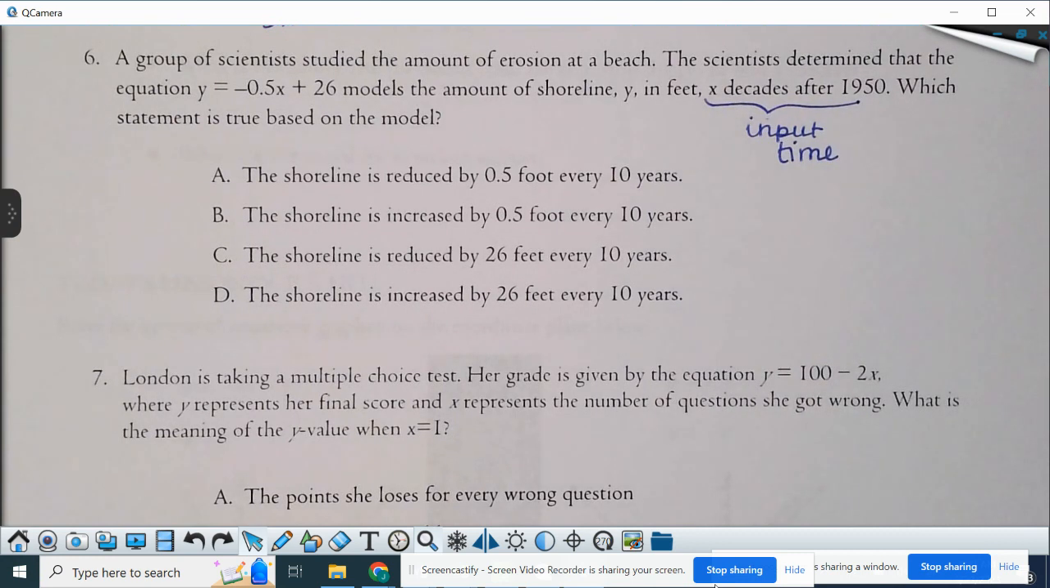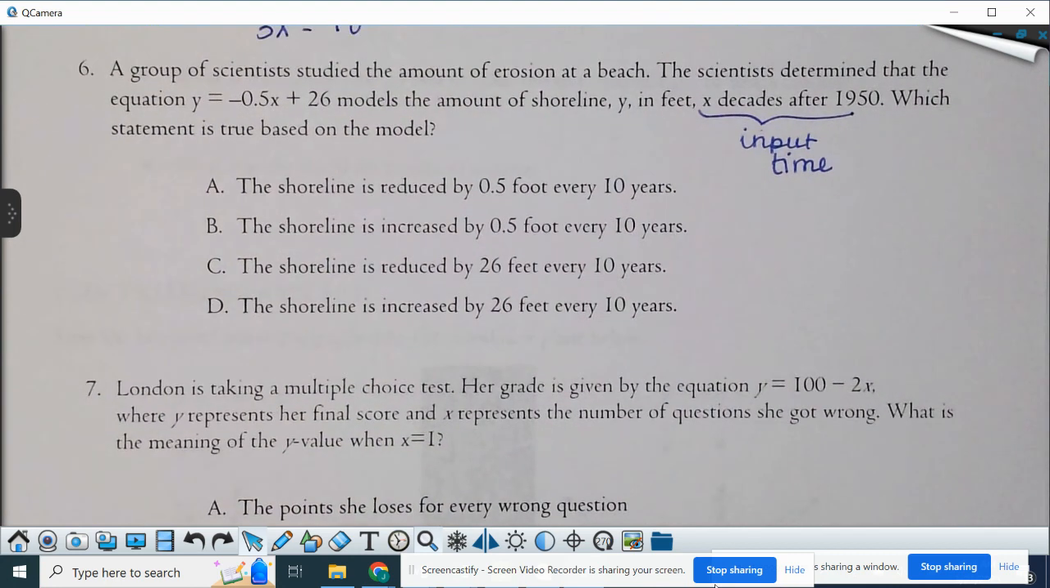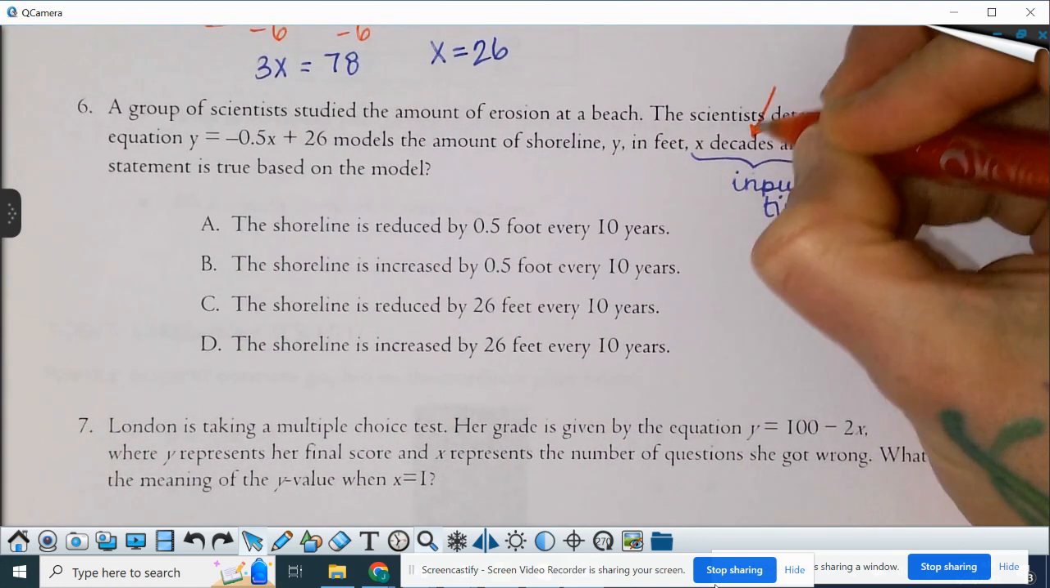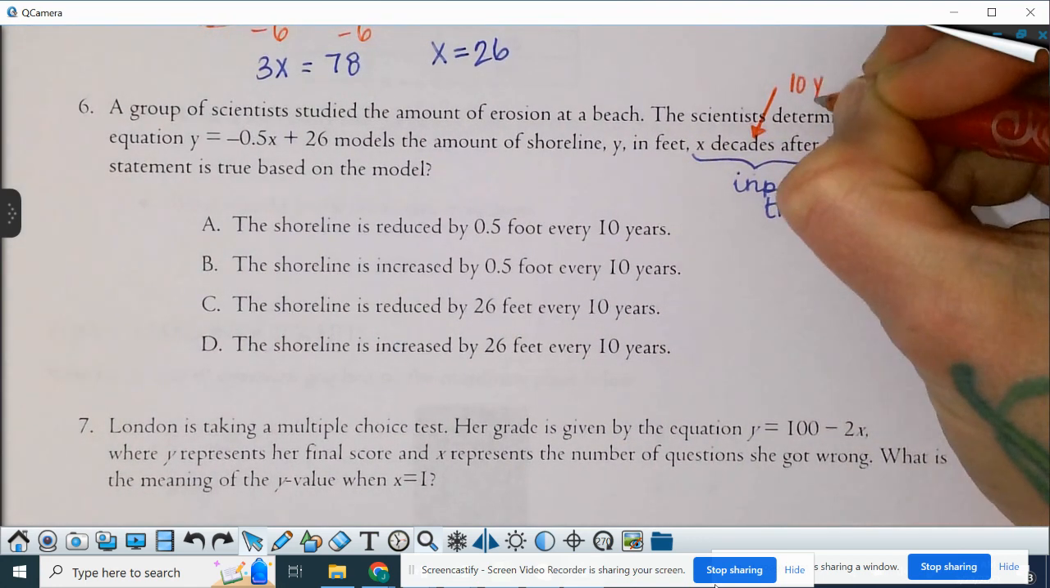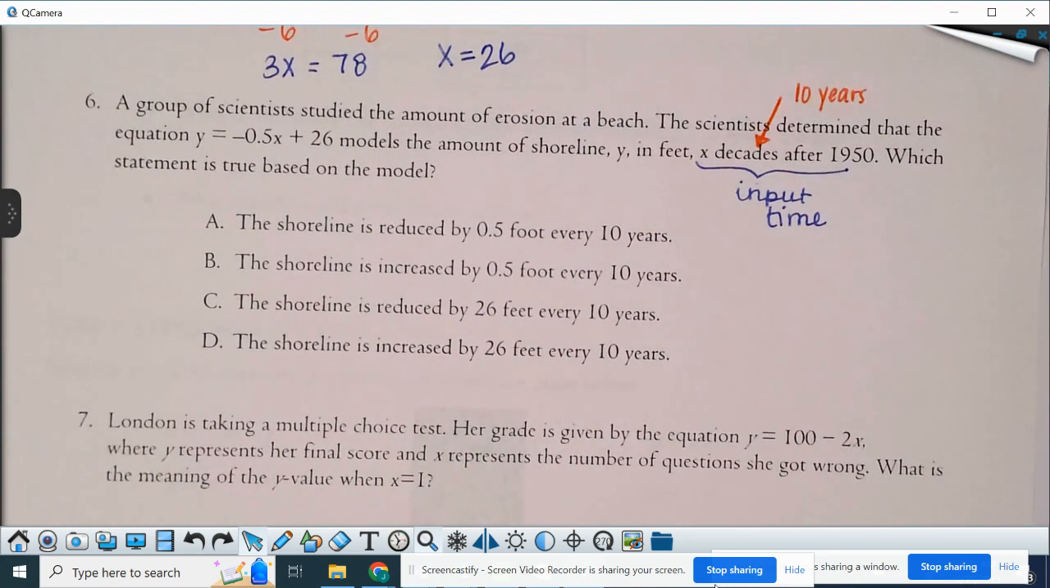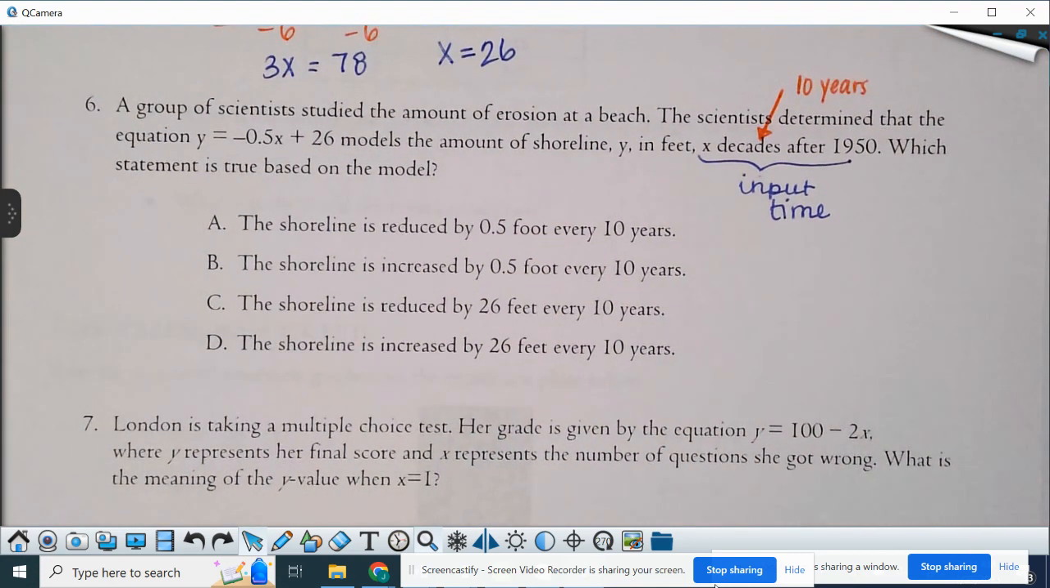Before we back up, let's back up a second, because all of these say 10 years. Do we know what a decade is? Again, vocabulary conversation. A decade is 10 years, just to make sure we're clear. So that's why they all say every 10 years. So per 10 years, kind of like we were talking about slope, right?